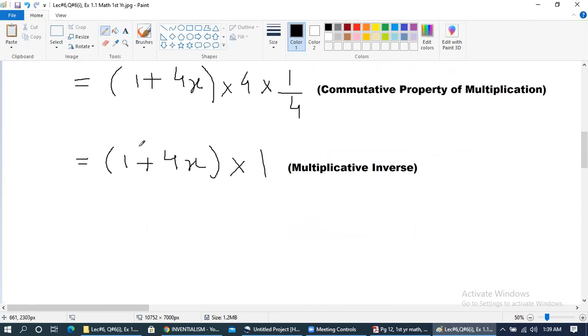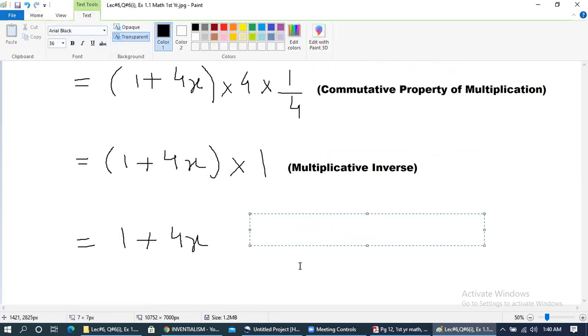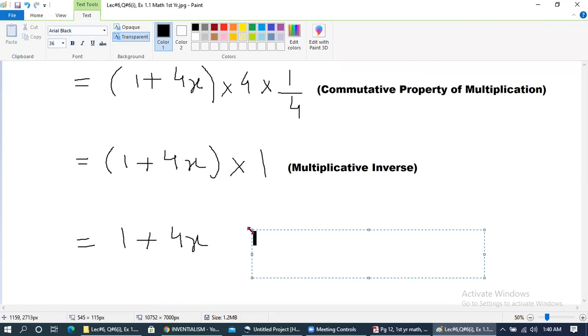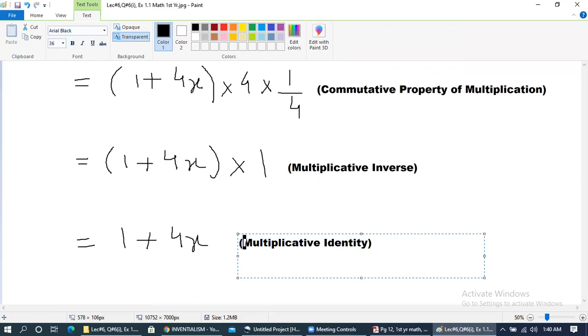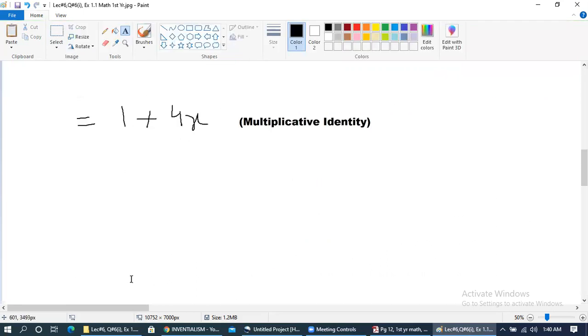Now, as you know, whenever something is being multiplied with 1, the result is the same. This will remain 1 plus 4x because all of this quantity is going to be multiplied with 1. So which property is going to be used here? Multiplicative identity, because whenever something is being multiplied with 1, the result is the same. Therefore, this property is the multiplicative identity. So we have simplified this relation, and this is our result. This is the answer.